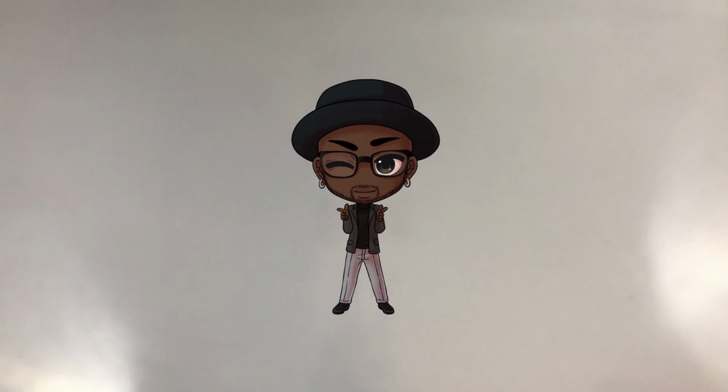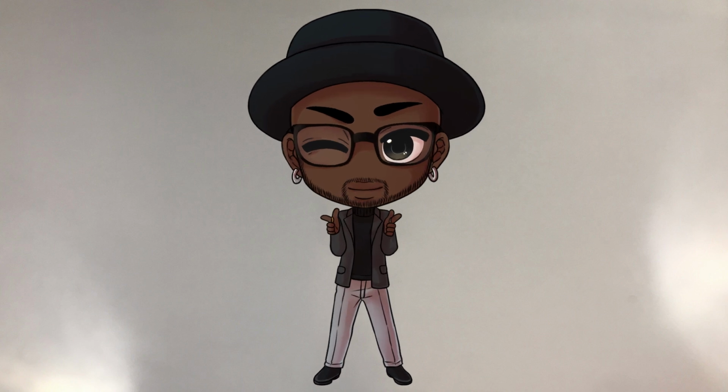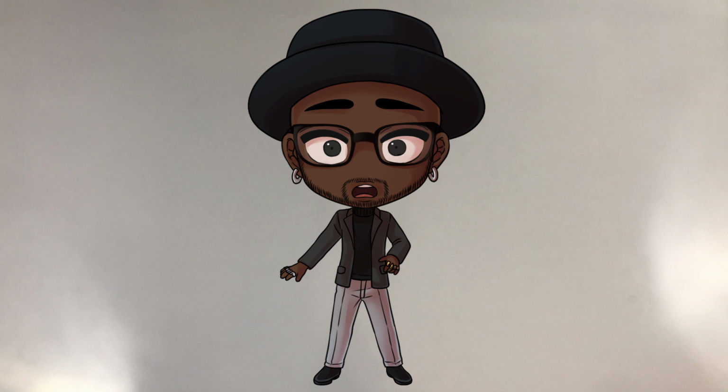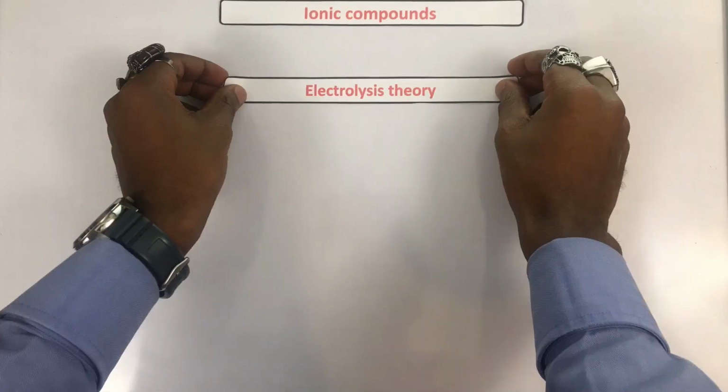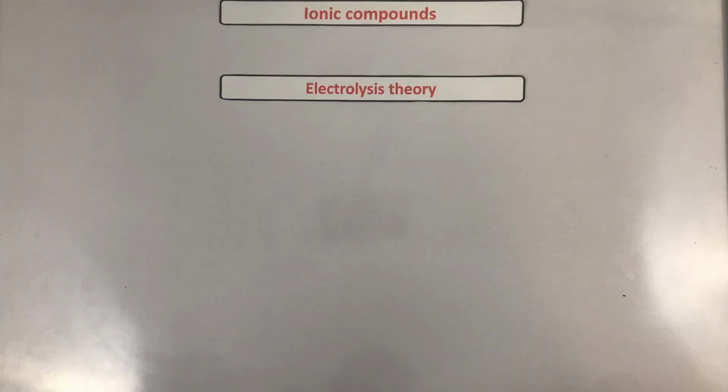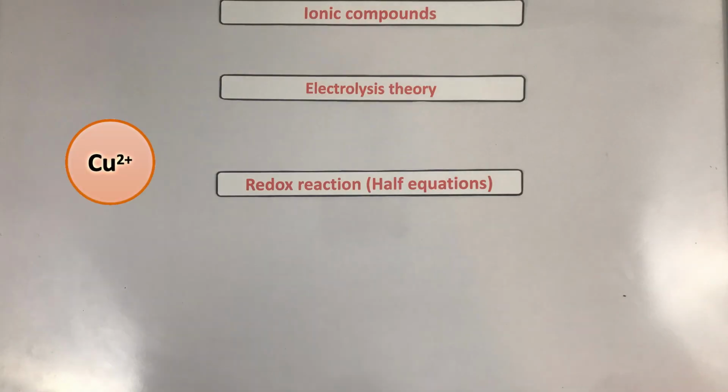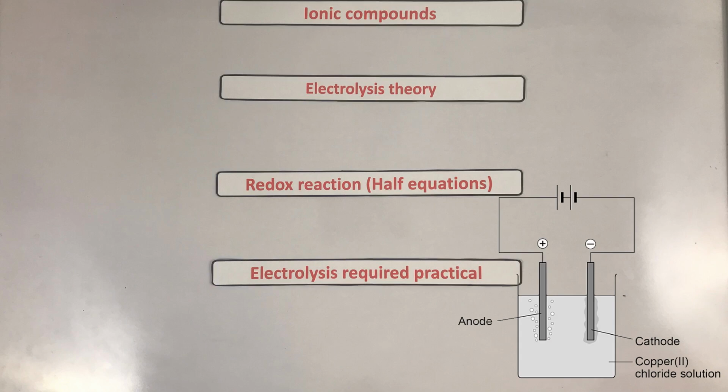Yes, it's Uncle Jegs, and it's all about the electrolysis required practical today. I ain't even gonna front, today is pretty heavy with the theory, so make sure you've got your revision notepad ready. I'll first jump on ionic compounds before looking at the theory of electrolysis. Then I'll touch on the redox reaction, and also we'll be looking at them lovely half equations. Then we'll be ready to look at the required practical itself.